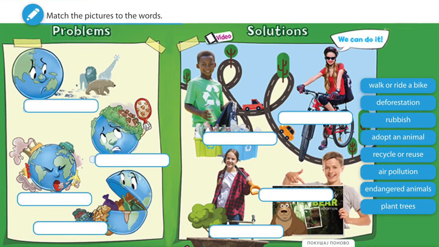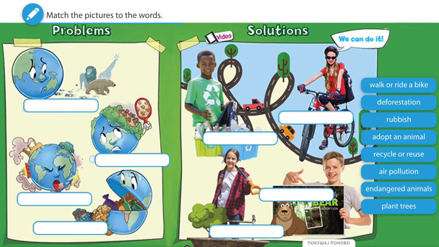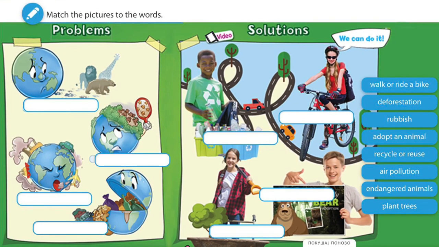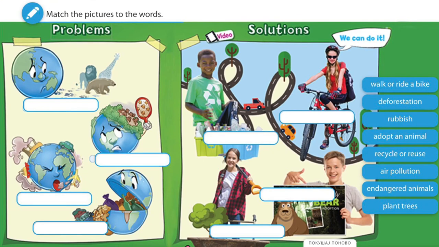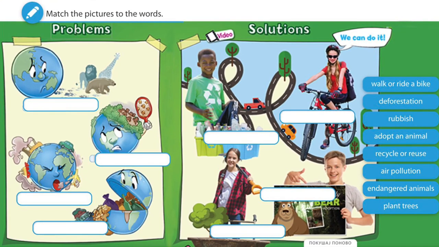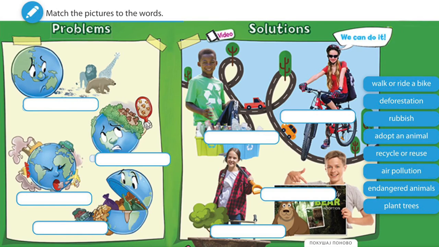We are going to talk about environment, as I've just said, about problems of environment and the solutions that can help to solve the problems.